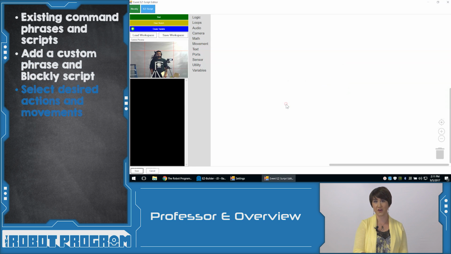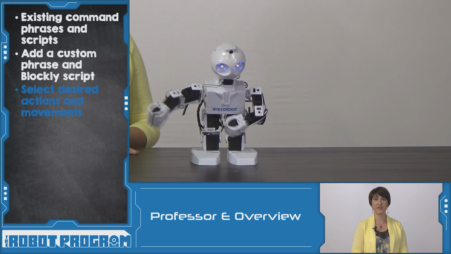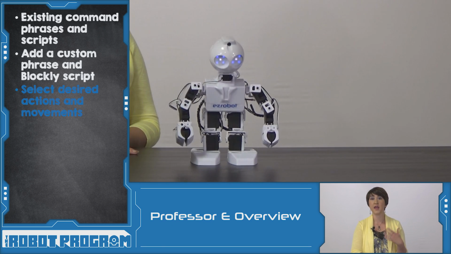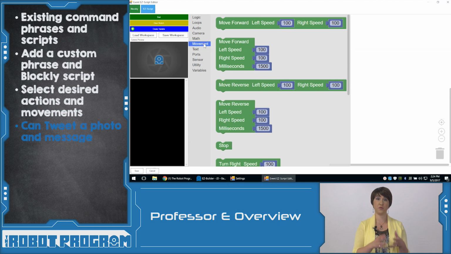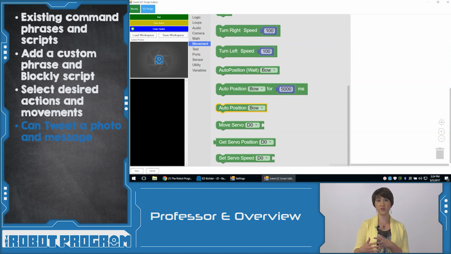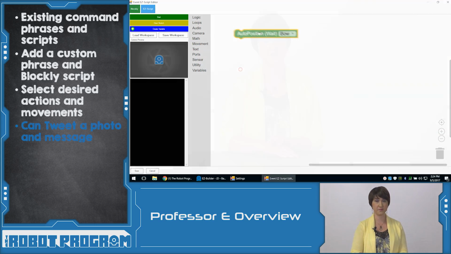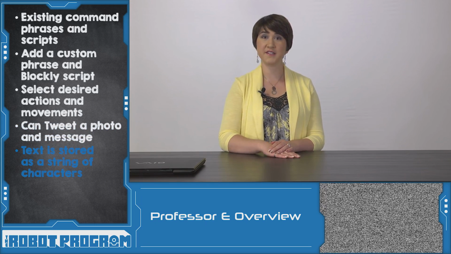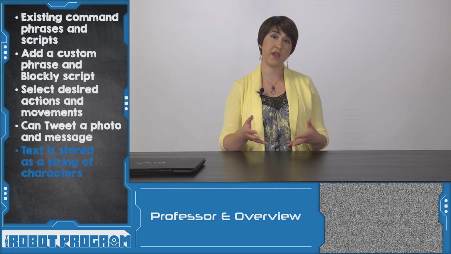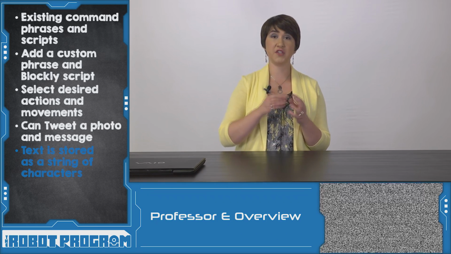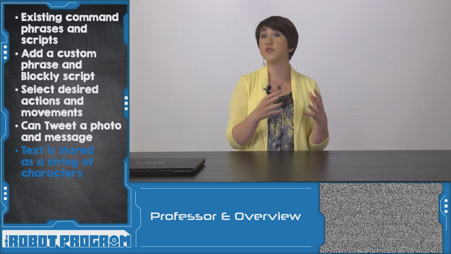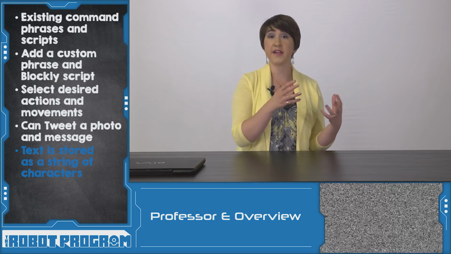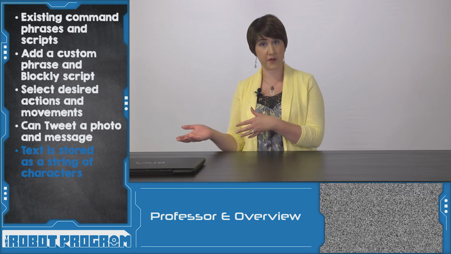Use the Blockly editor to add whatever code you want your robot to execute. In this example, we did things like auto position wait, and we had the robot bow. We also did one code example where we had the robot tweet out a picture of what it was looking at along with a message. Remember that all text is stored as a string or a sequence of characters. So in this case, we were actually sending a string of characters that all added up to hello, this is JD as a string, and that string was then sent out to Twitter.